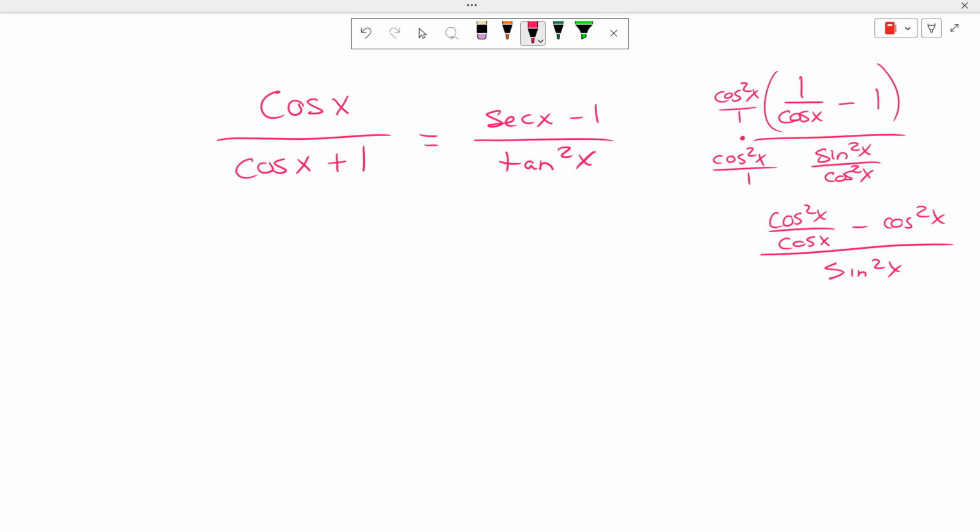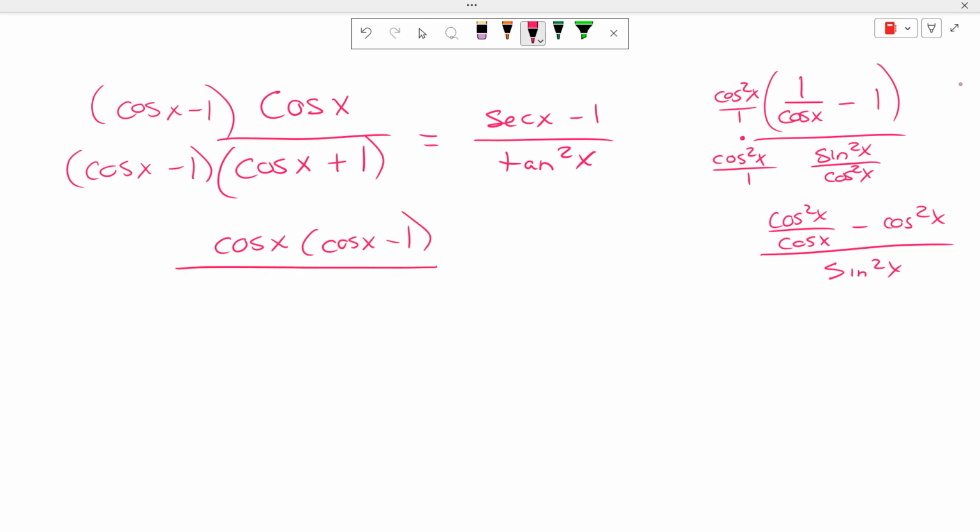And now let's start working with this. Okay, plus sign down here, not a plus sign, but a minus sign up here. That signals in my brain maybe I want to do a conjugate. So I'm going to take this times cosine of x minus 1. Okay. So I have cosine of x times cosine of x minus 1 over cosine squared of x minus 1.